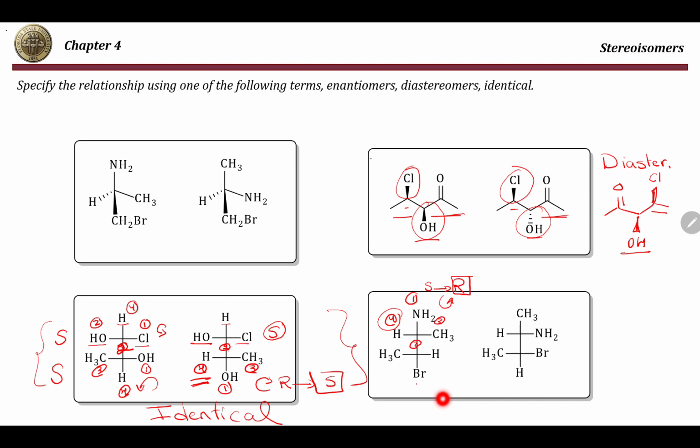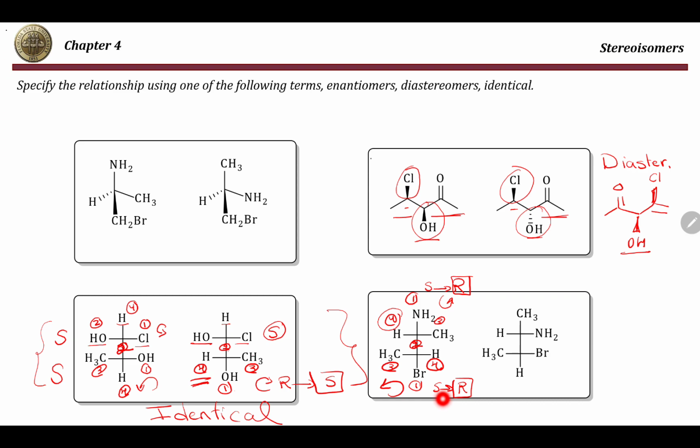For the bottom chiral center, this is 1, the top carbon will be number 2, this is 3, and this is 4. 1, 2, 3, we're moving anti-clockwise, so this is S, but again, 4 is not on the back, or at the vertical position, so this is R. So this is RR.